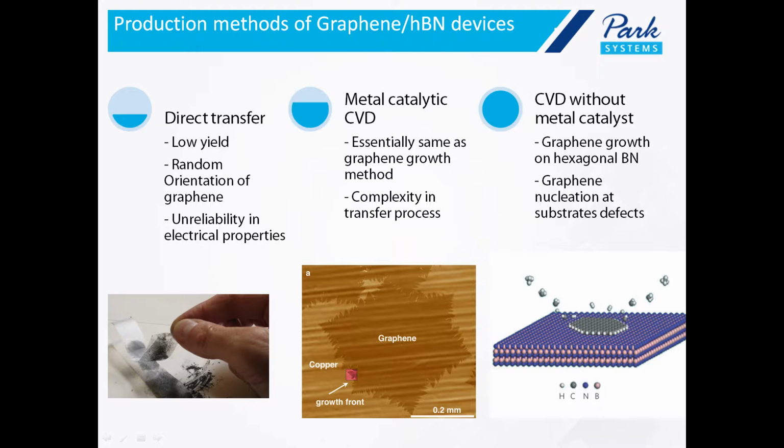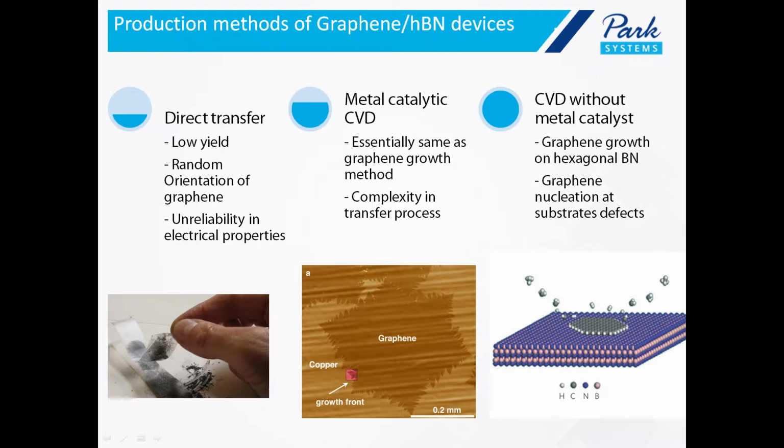Next, we have metal catalytic CVD. This kind of vapor deposition is essentially the same as growing graphene in the previous method, direct transfer. There is some complexity in the transfer process. You'll see here in the figure below the growth front of the graphene. It's definitely not under total control, as you can see here. There's a lot of jagged edges as the graphene is being grown on top of the copper.